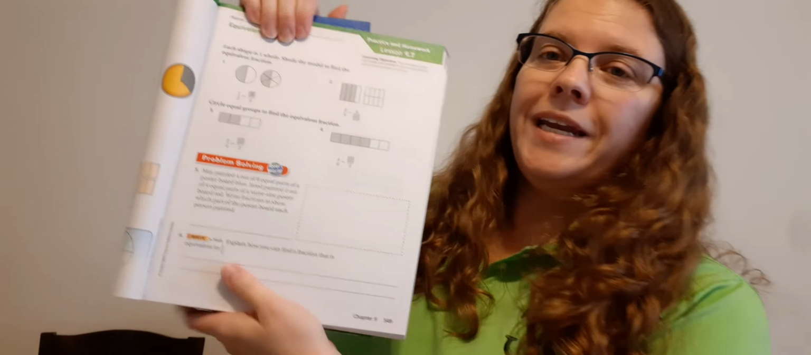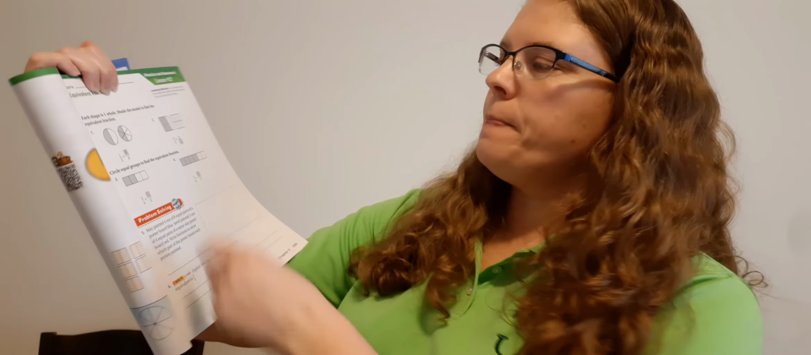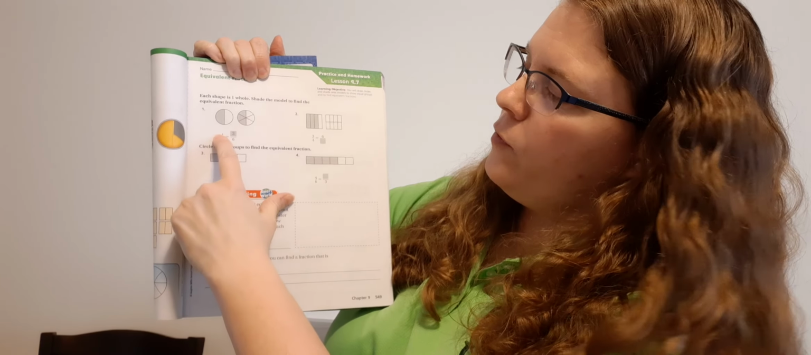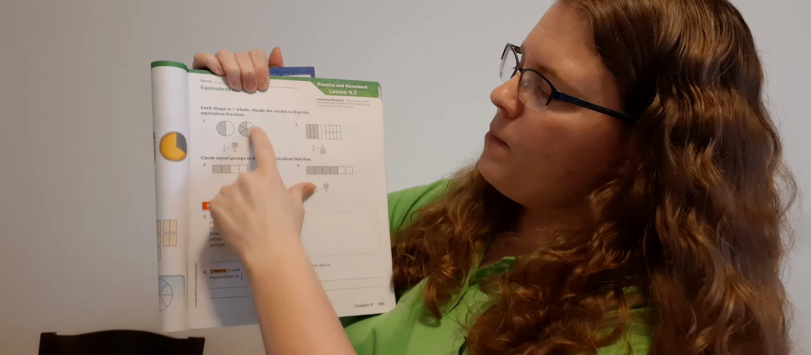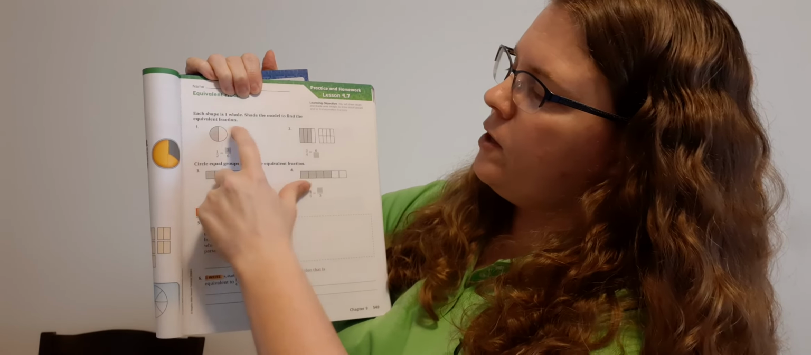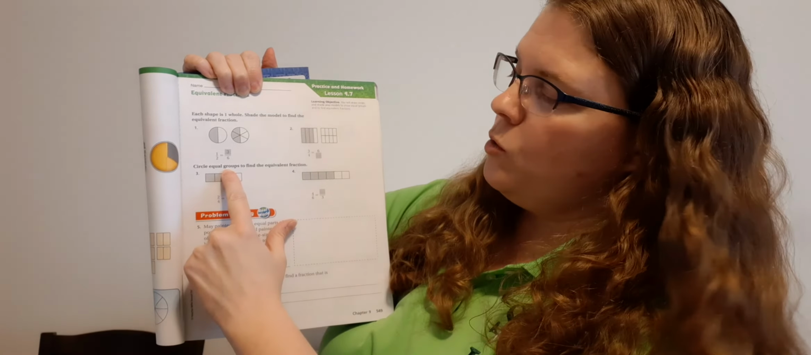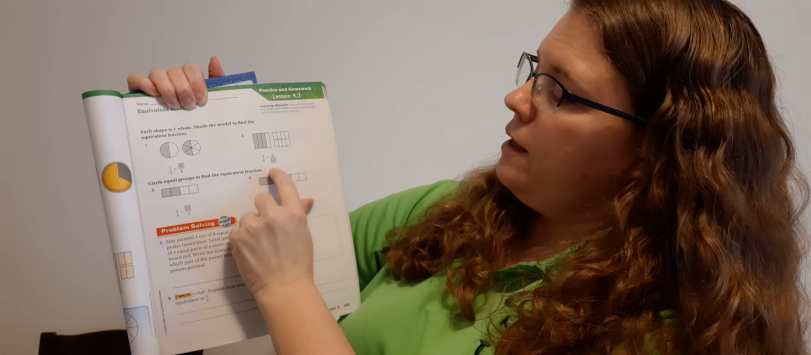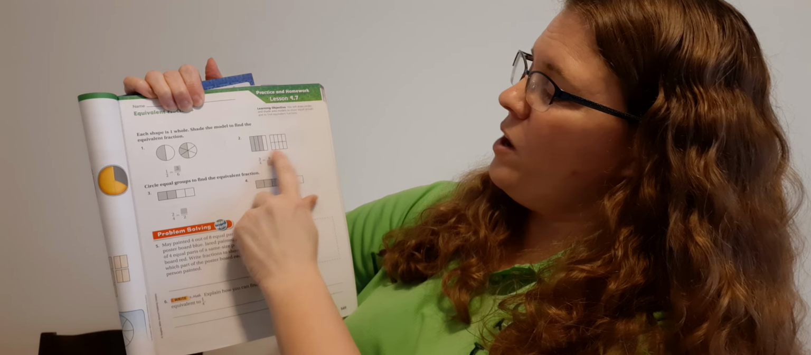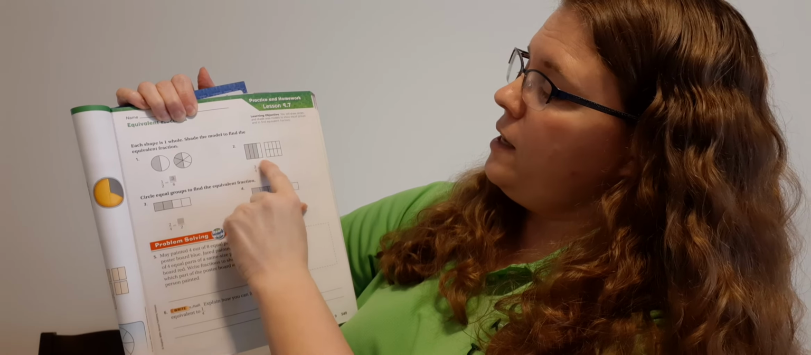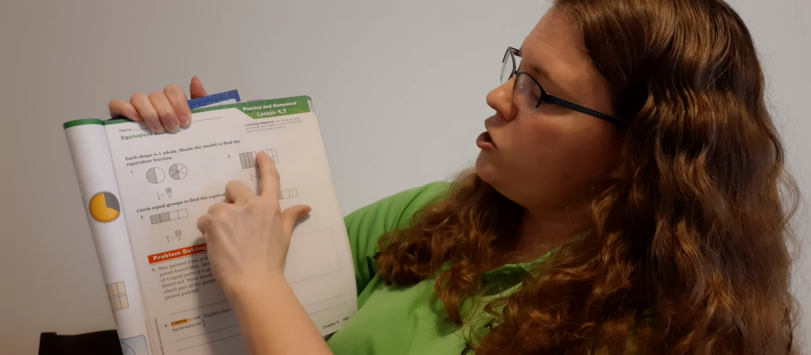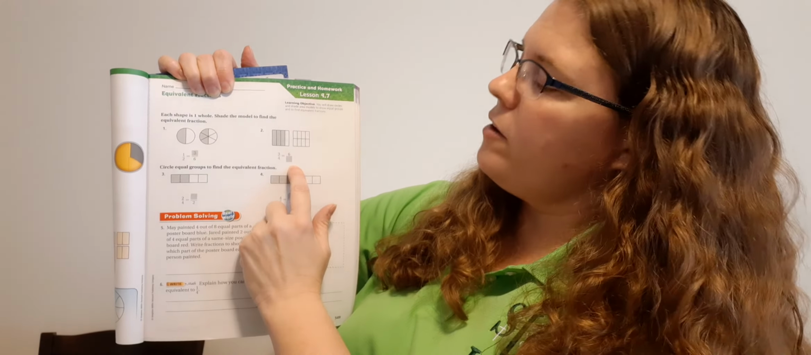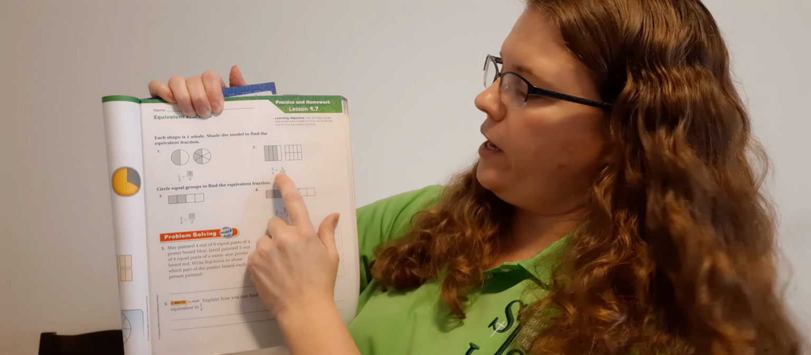Page 549. Page 549. Each shape is one whole. Shade the model to find equivalent fractions. So the first one's done for you. So there's 1/2. How many 6ths are the same as 1/2? 1, 2, 3. So 3/6. Here's number 2. It's showing you 3/4. Then it's showing you what? What could be equivalent? Well, you have to shade in 1 section, 2, 3, 4, 5, 6. So it's telling you 6 out of how many? 8. So your 8 would be here.